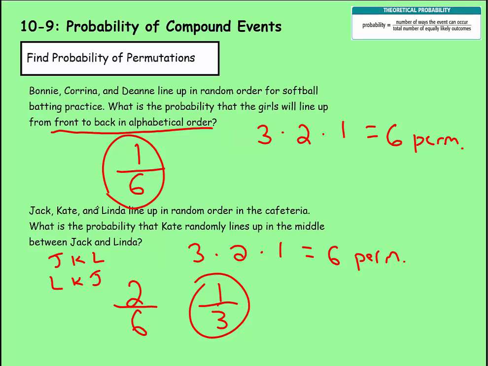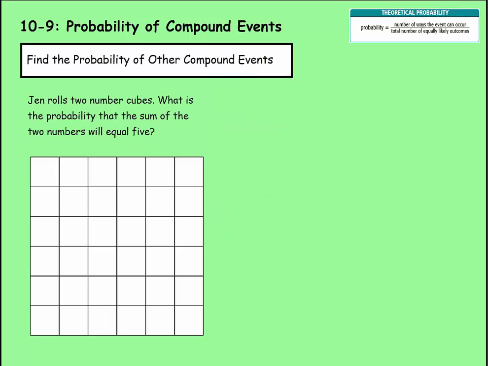Another way of looking at this, if you want to use your common sense, there are 3 people. So what is the chance that Kate is the middle person? It would be a 1 in 3 chance that Kate is the middle person, 1 in 3 that Linda would be, or a 1 in 3 that Jack would be. Now let's find the probability of other compound events.